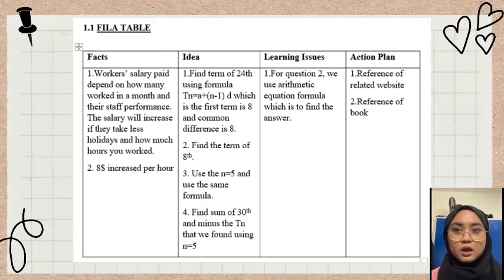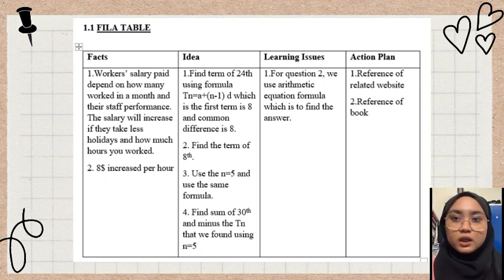Okay, next. 1.1. FILA table stands for fact, idea, learning issue, and action plans. The first one, facts that our group gathered, is about workers' salary paid depending on how many days they work in a month and their staff performance. The salary will increase if they take less holiday and by how many hours they work. And the second fact is an $8 increase per hour.